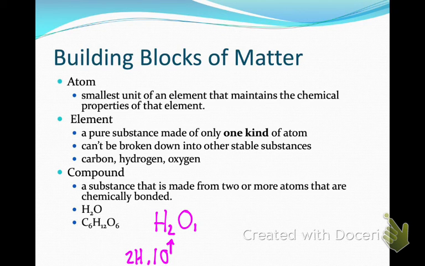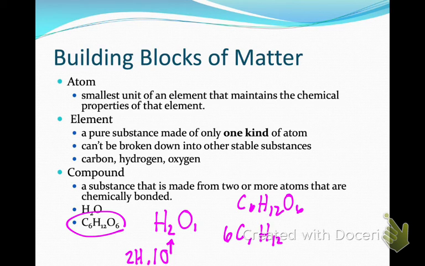Okay, in this next substance right here, C6H12O6, I would have 6 carbon atoms bonded and H12, so 12 hydrogen atoms, and I would have 6 oxygen atoms, all that make up this one big molecule or this one big compound. We don't need to know a whole lot about compounds yet, but we know that compounds can be made from any 2 atoms that are chemically bonded together.